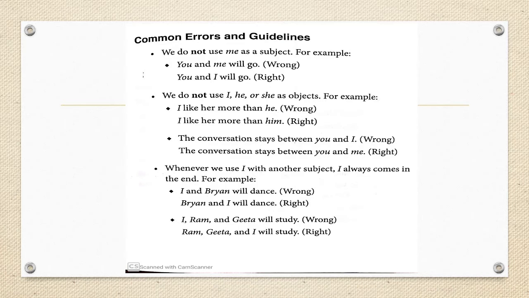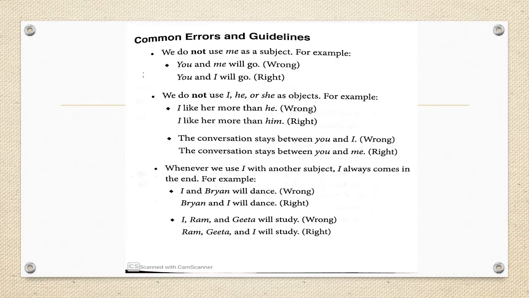So let's talk about the common errors and guidelines. We do not use me as a subject. For example, you and me will go. This is a wrong sentence. So what is the right sentence? You and I will go. This is the right sentence, because you and I here work as a subject, not me. Me is an object, so it is not subjective. Therefore, you should avoid these kinds of small mistakes or errors while speaking.